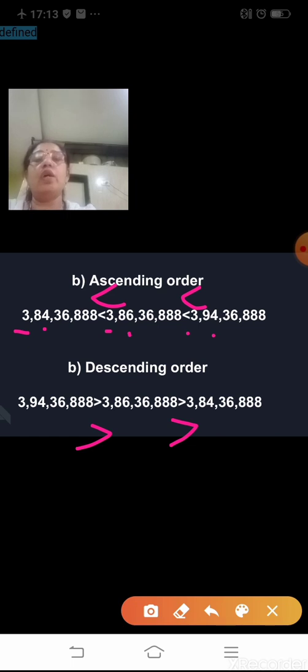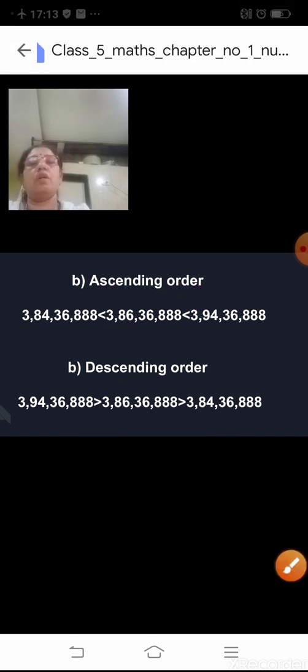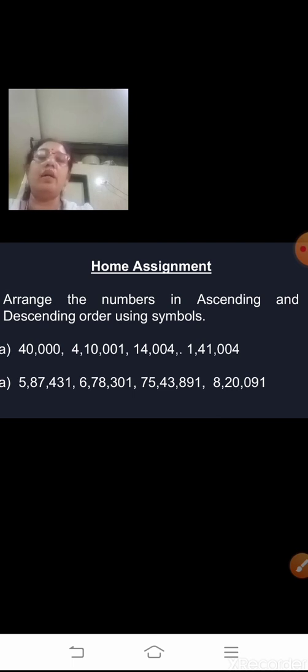Correct? So ascending order is nothing but writing from smaller number to bigger number, and descending order is nothing but writing from bigger number to smaller number. And we have also studied how to use the symbols, that is the greater sign and the smaller sign. Correct? So the sums are given here. You have to arrange these numbers in ascending and descending order using symbols, which we have already learned how to use. First, arrange the numbers in ascending order, from small number to big number, and in descending order from big number to small number, and practice these two sums.